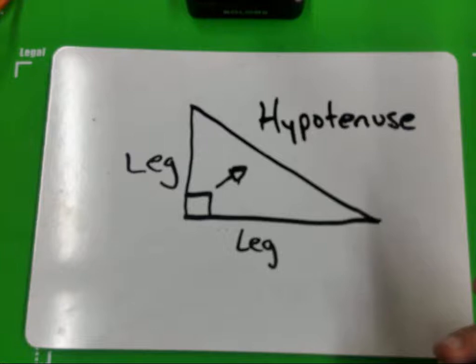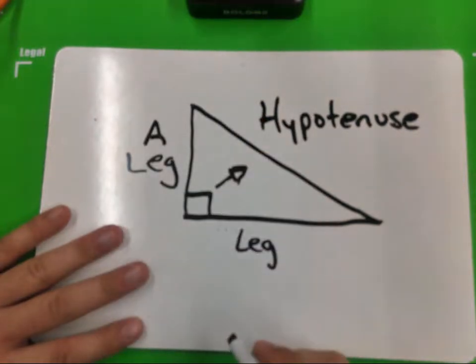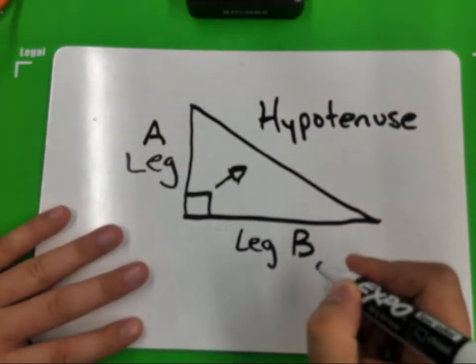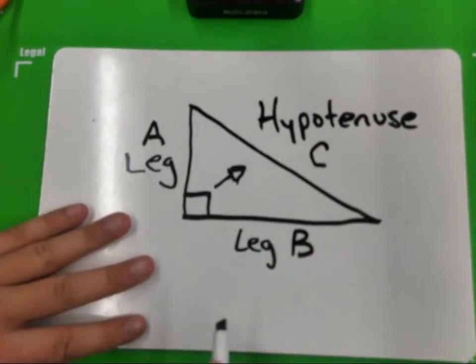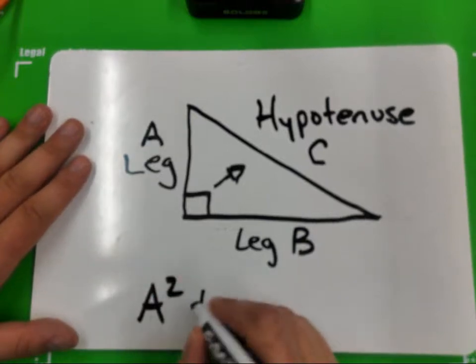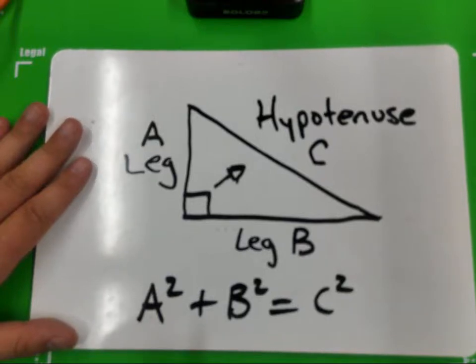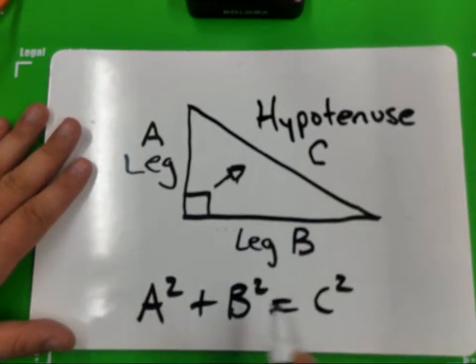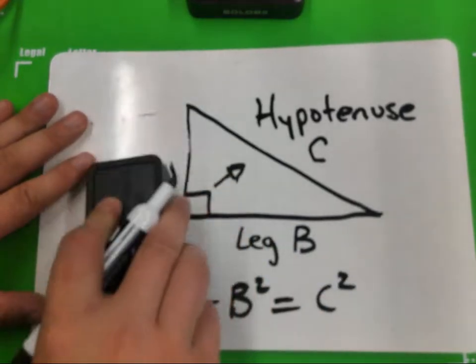He named the legs to create a formula. So he called this leg A, this leg B, and you can switch them. It doesn't really matter which one's which. And this one is C. And the formula he came up with was A squared plus B squared equals C squared. So this formula right here is what you're going to use every time for the Pythagorean Theorem. So let's take an example and look at it.